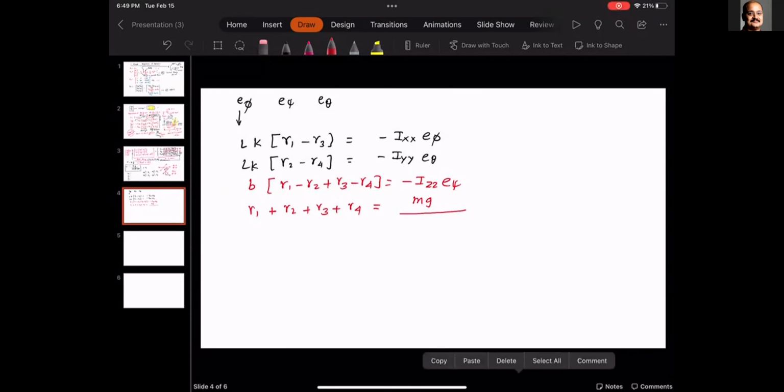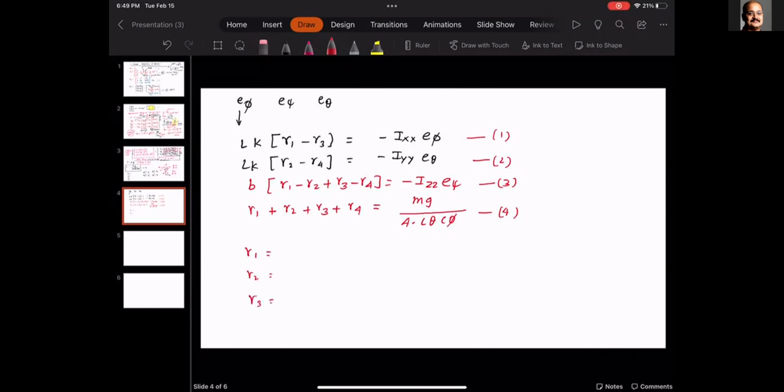divided by, in the case of quadcopters, cosine theta cosine psi. Now you have four equations: 1, 2, 3, and 4. And what I want is gamma 1 is equal to something, gamma 2 is equal to something, gamma 3 is equal to something, gamma 4 is equal to something. Everyone understood this? What's happening?